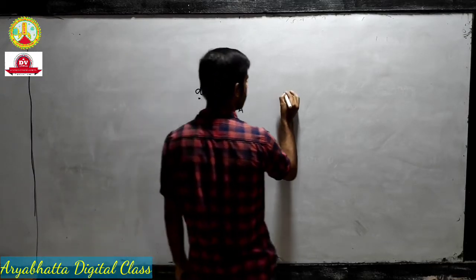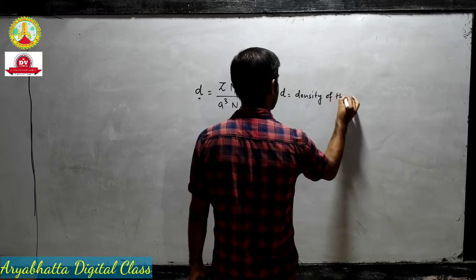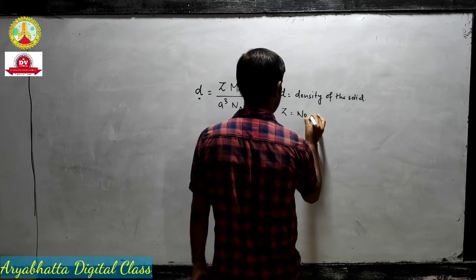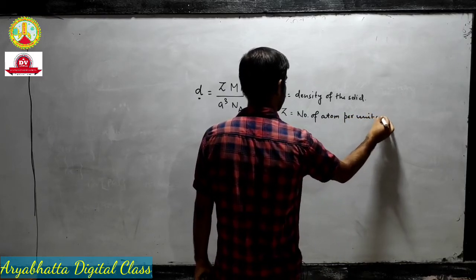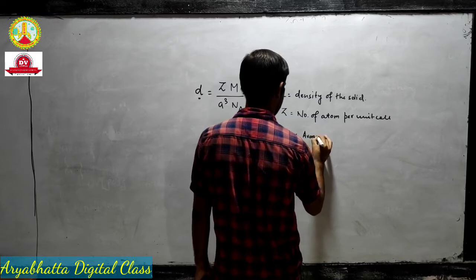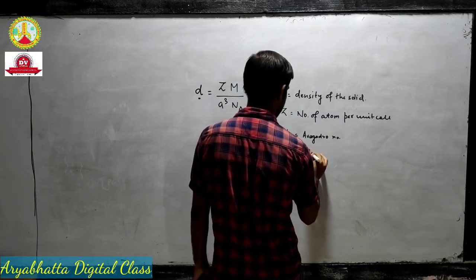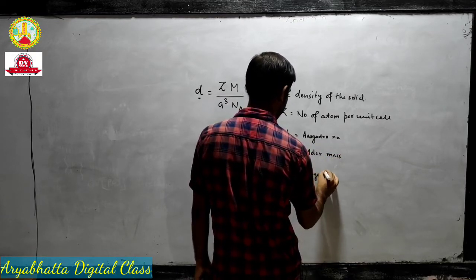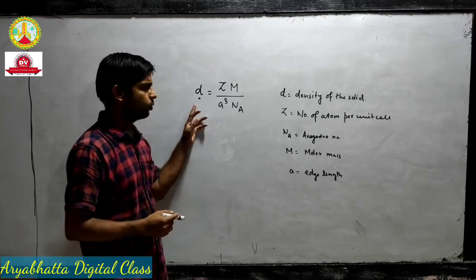Now D is the density of the solid, Z is the number of atoms per unit cell, N A is the Avogadro number, M is the molar mass, and A is the edge length. So this is our formula for the density of a solid.